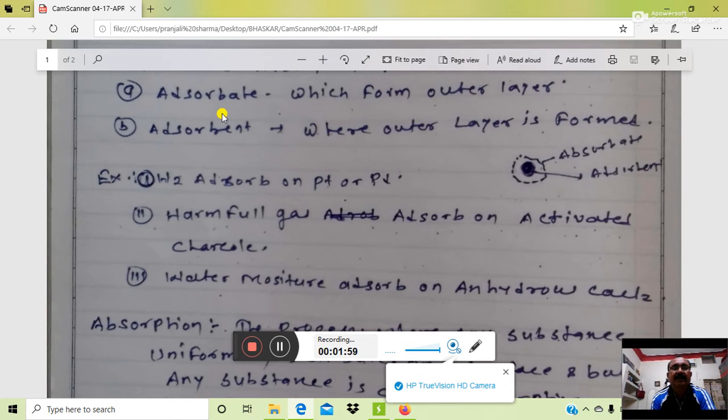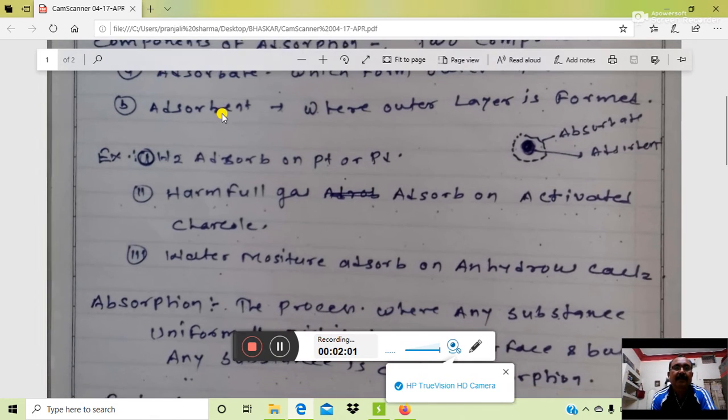And the adsorbent is the second component of adsorption. The adsorbent is the substance on which the outer layer is formed, just like your hand. So that means your hand is the adsorbent and the perfume is the adsorbate. We have some examples of adsorption, just like hydrogen gets adsorbed on platinum or palladium. If you take platinum or palladium, then hydrogen gas is adsorbed and forms an outer layer.